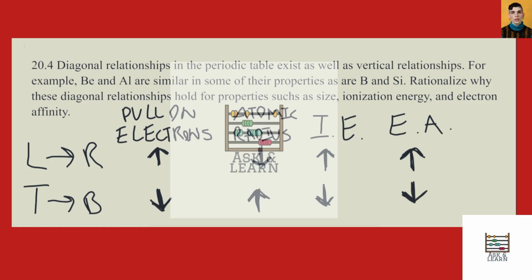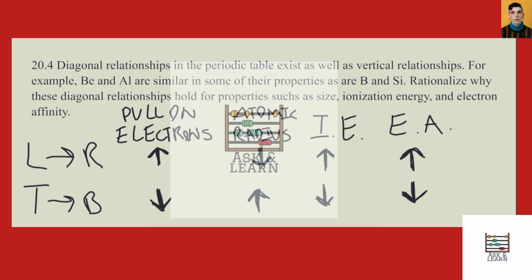So in this video, we're going to talk about question 4 from chapter 20, which says diagonal relationships in the periodic table exist as well as vertical relationships. For example, beryllium and aluminum are similar in some of their properties, as are boron and silicon. Rationalize why these diagonal relationships hold for properties such as size, ionization energy, and electron affinity.